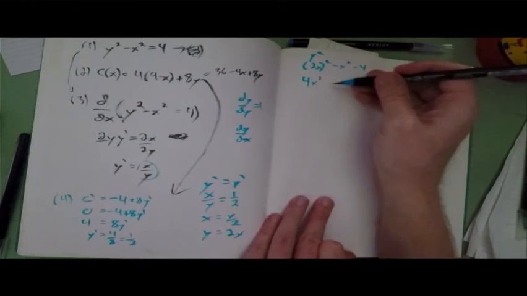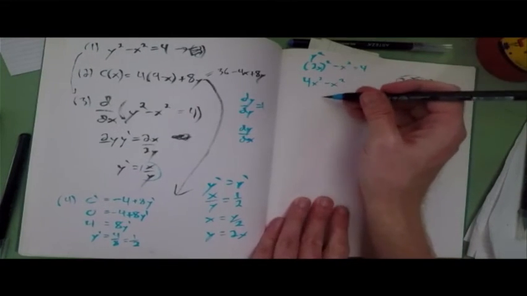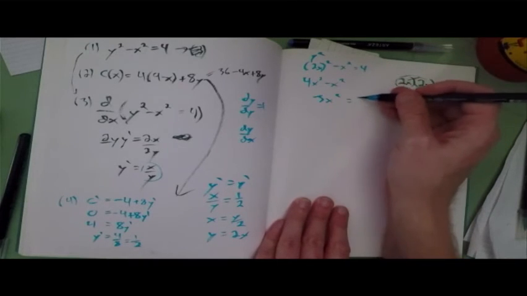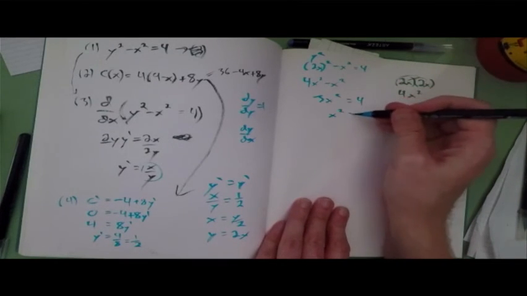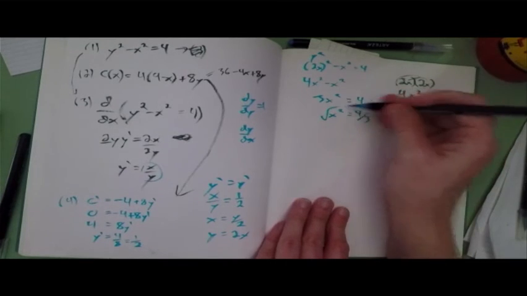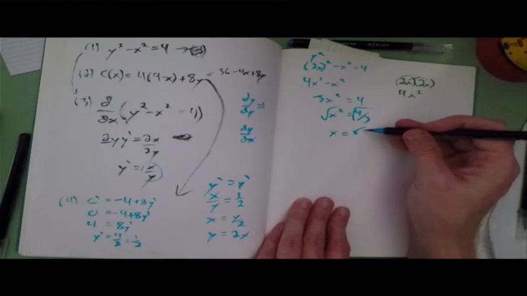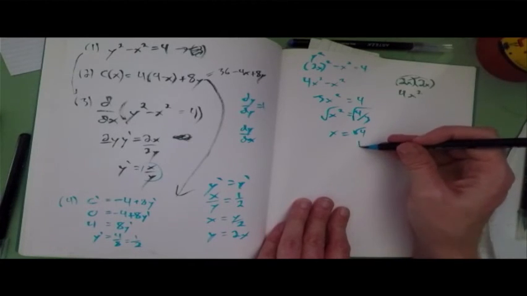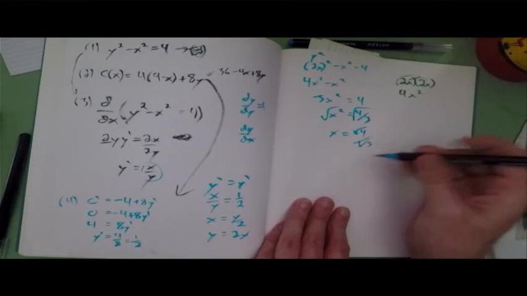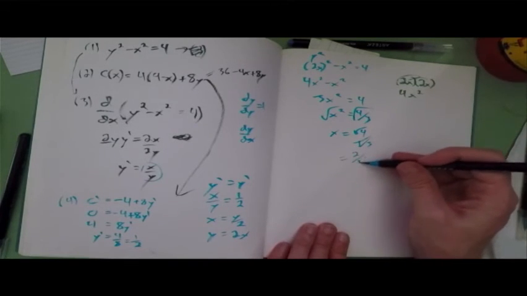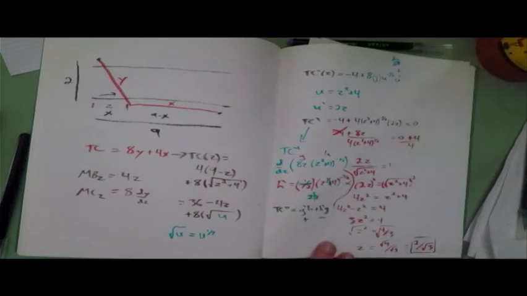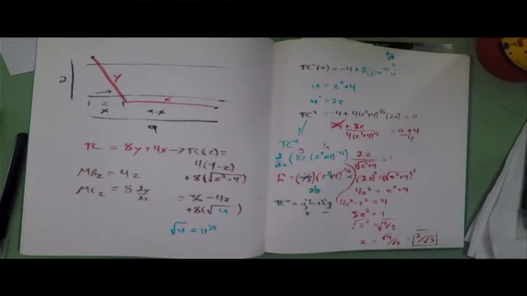So 4x squared minus x squared, well, hey, that's just 3x squared equals 4. X squared equals 4 over 3. And hey, this is exactly what we got before. X equals the square root of 4 over 3, which is the square root of 4 over the square root of 3, which is just 2 over the square root of 3, which is exactly what we got before. So this is reassuring. This means I'm not going crazy, which I need to be true.